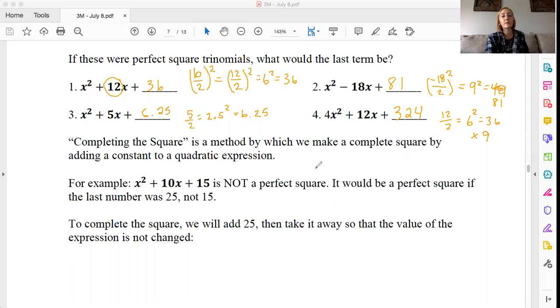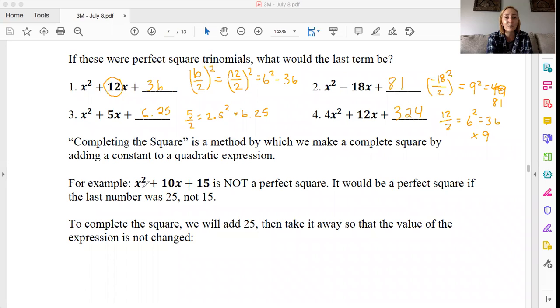So completing the square is a method by which we make a complete square by adding a constant to a quadratic expression. You're probably looking at those words and you're like, Miss Lafreniere, what the heck does that mean? And I don't blame you. I'm looking at it the same way.